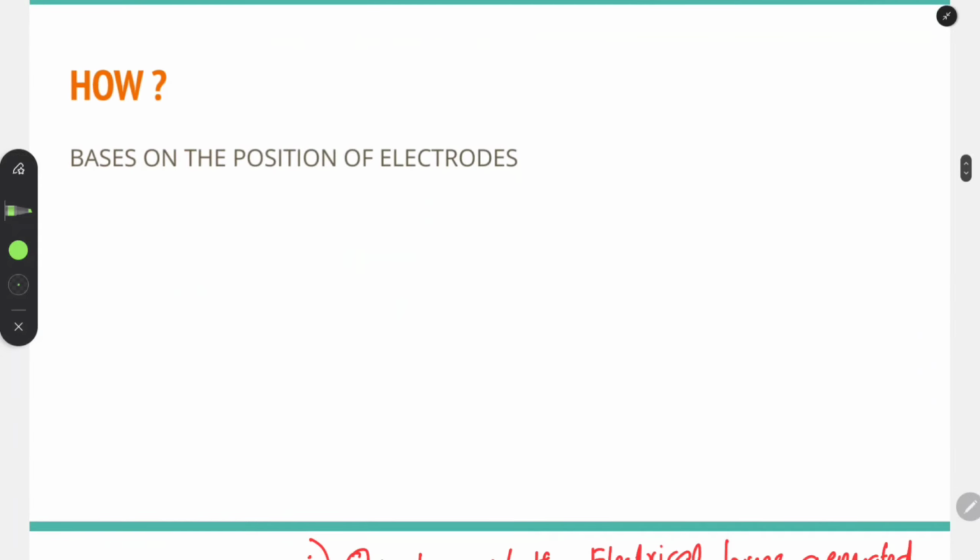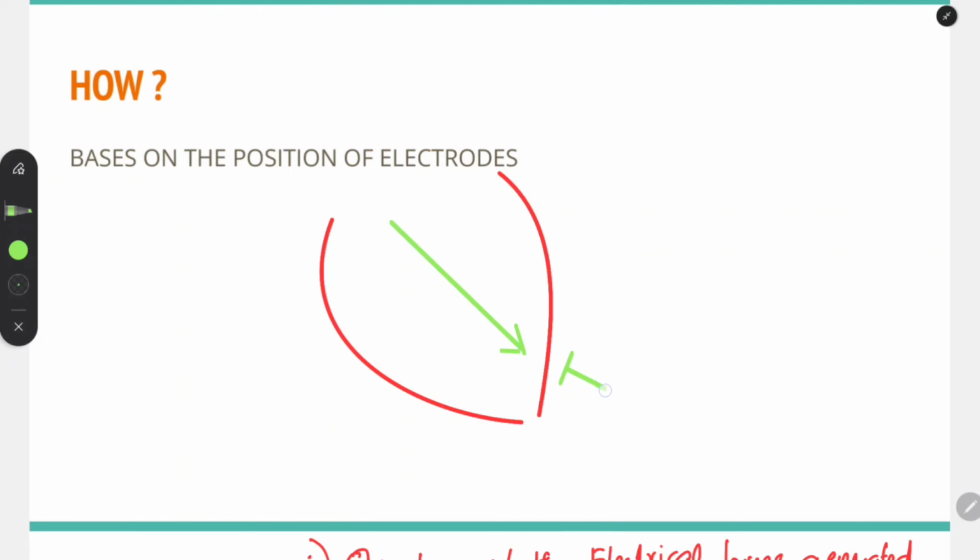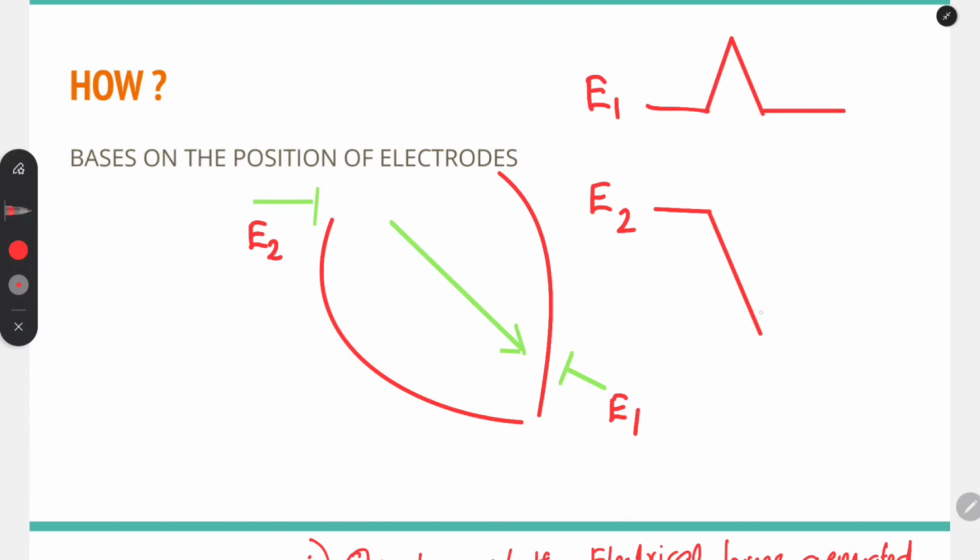But how? This totally depends on the direction of travel of the average electrical vector and the position of the electrodes. Imagine this is a heart, and this is the average electrical vector. You have placed an electrode here and another here. Let us name this electrode E1 and this electrode E2. Surprisingly, for the same electrical activity in the heart, electrode E1 is going to give you a, guess it, positive deflection. And electrode E2 is going to give you a negative deflection.